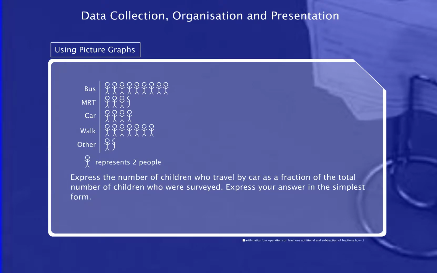Express the number of children who travel by car as a fraction of the total number of children who were surveyed. Express your answer in the simplest form.